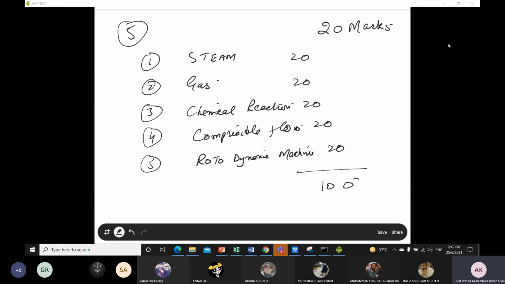The second thing is the thermodynamic table. You just have to print all the thermodynamic tables and bring them with you on the paper day. I will also upload it in MS Teams, so you can easily find the thermodynamic tables there. So this is your paper pattern. If you have any question, you can ask me.